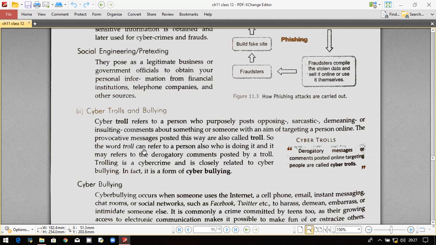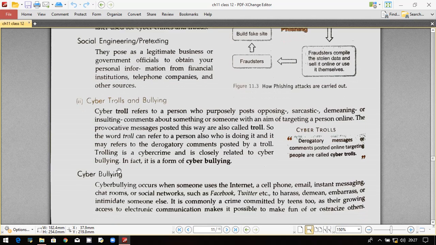Okay, so the provocative messages posted this way are called the troll. So the word troll can refer to a person also who's doing it, and it may refer to the derogatory comments posted by a troll. Okay, so trolling is a cybercrime and is closely related to cyberbullying. Now let's see what is cyberbullying.